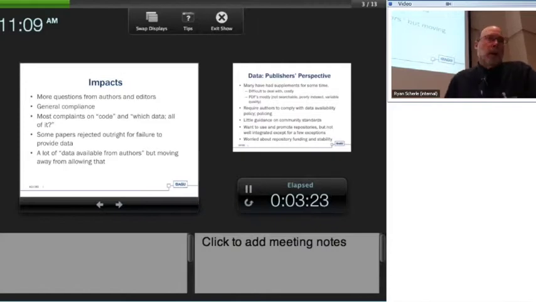We've actually rejected some papers essentially at submission for failure to provide data. We initially got a lot of data-available-from-author statements and are re-educating our community that those are not acceptable.